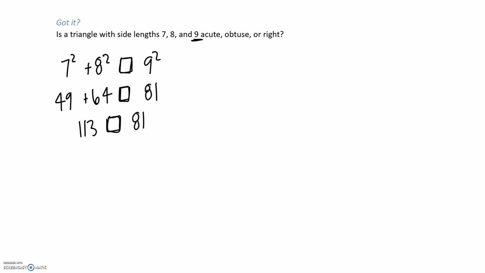So we know that 113 is greater than that 81, which means that since our c is smaller, our c squared is smaller than our a squared plus b squared, that means that we are going to have an acute triangle. Okay, and that should be it for the day.